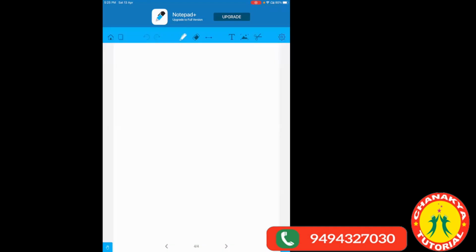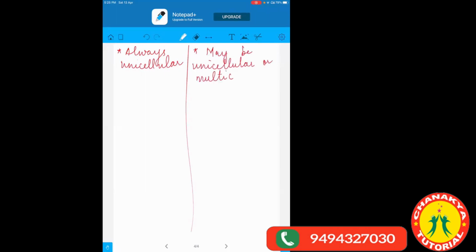Coming to the next point, they are always unicellular. It means the prokaryotic cells are always made up of only one cell. Whereas the eukaryotic may be unicellular or they may be multicellular. So a eukaryotic cell can have one cell or more than one cell also.